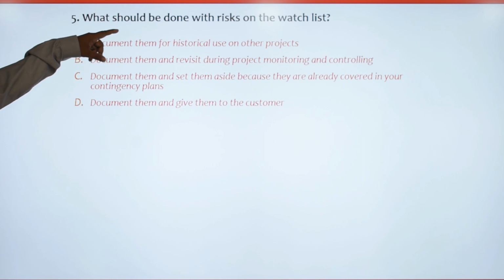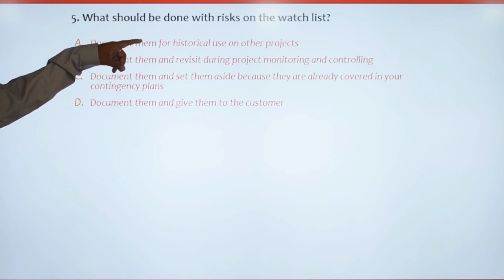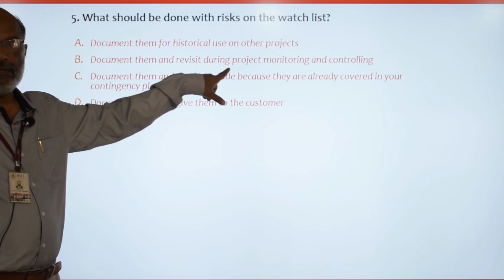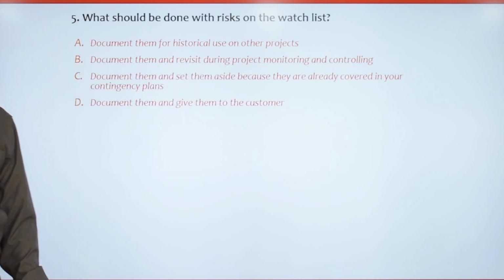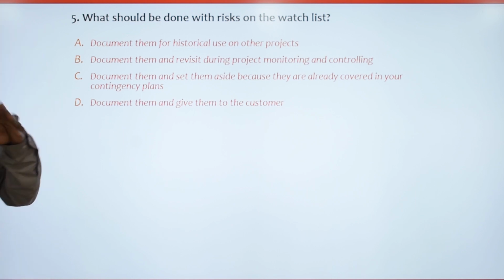So as we discussed before, the risk on the watch list will be monitored as part of your project status and progress monitoring regularly every week. So you will document them and revisit during project monitoring and controlling and reprioritize them. Sometimes the priority may go up, so then it will come in the top priority list and you will plan actions for that. So that is what is done in the case of watch list.